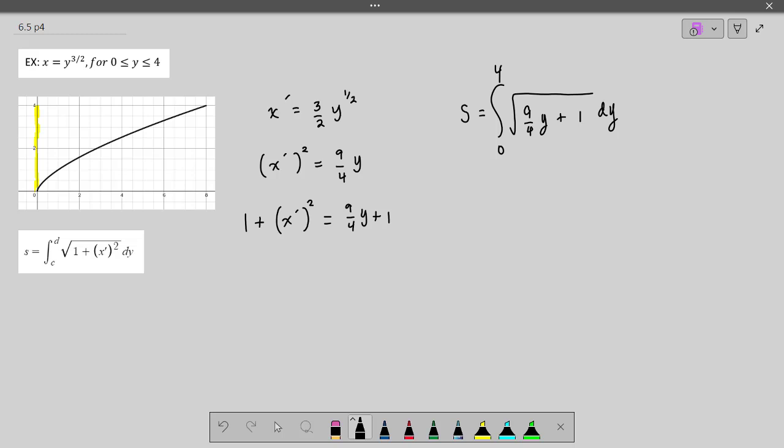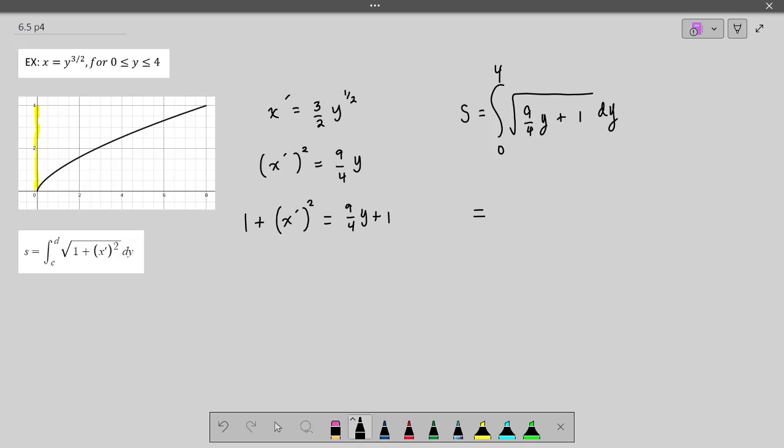What technique would be your natural technique here? U sub is the natural technique here. Now, is this substitution linear? Is 9/4 y plus 1 linear? Yeah. And what we've seen is that if your substitution is linear, you can go reverse chain rule instead of going through the whole substitution process. So let's do that. Let's use our reverse chain rule.